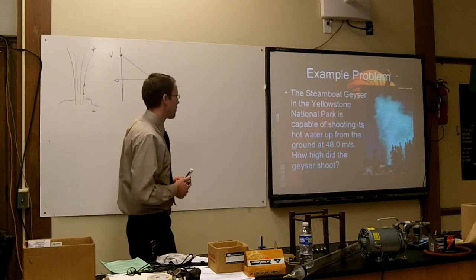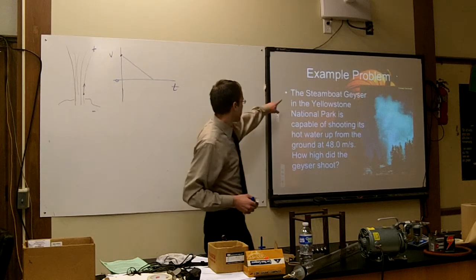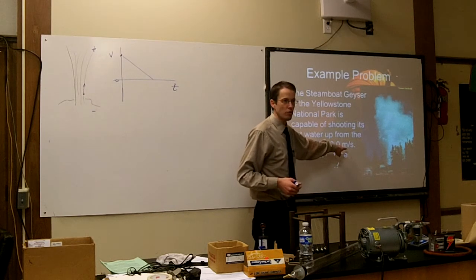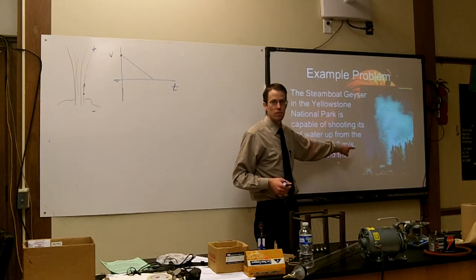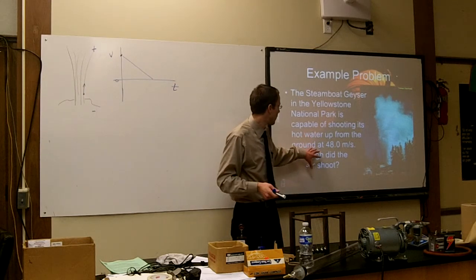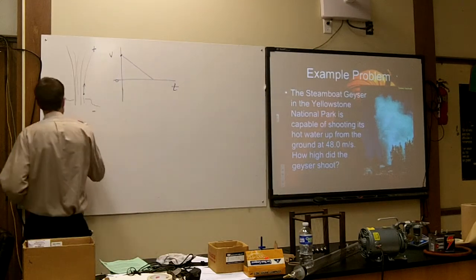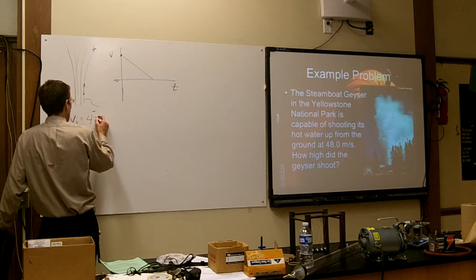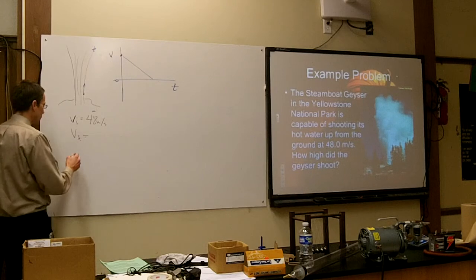Now let's look at some different things that we can find from this. Again, I haven't tried to start solving this problem yet. Yellowstone Park is capable of shooting the hot water up from the ground at 48 meters per second. So is that an initial or final velocity? Okay, so what's our final velocity going to be at the highest point? Zero. So is that initial or final? Initial, because it's at the ground level it's shooting up. So we got VI equal to 48 meters per second. I'll go ahead and just put our usual list of usual suspects down here.